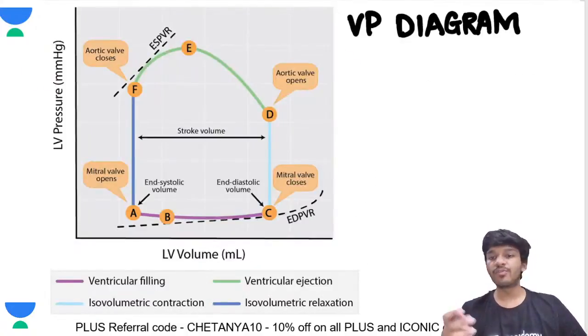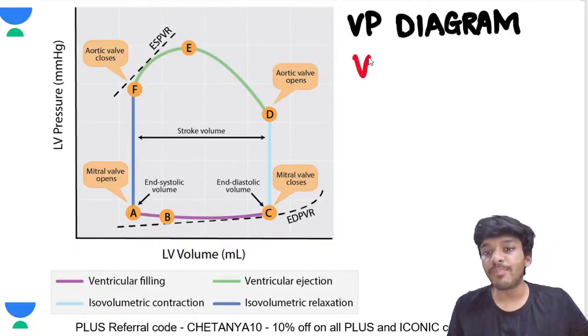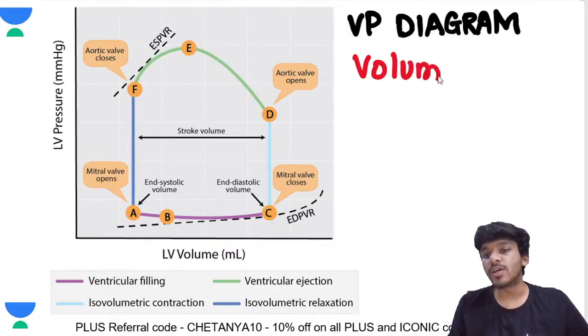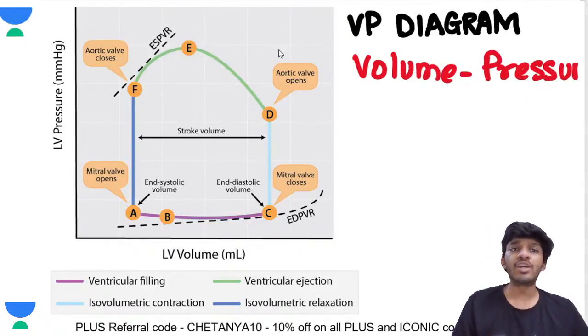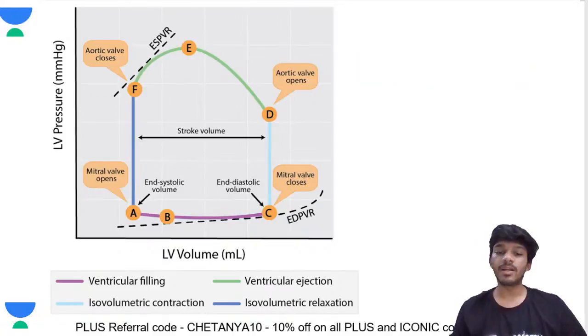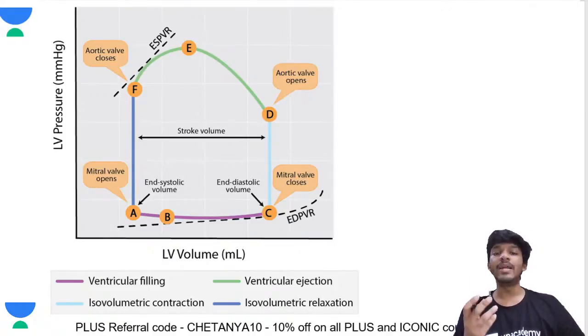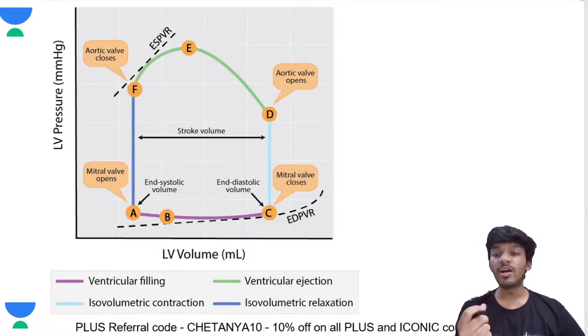So let's first focus on the VP diagram. This is called the volume pressure diagram. It's very important to understand how the heart works. If you remember your class 11, class 12, we used to draw a pressure volume curve to determine the work done by an engine. Remember the Carnot cycle? We used to do something like that, calculating the work done by an engine.